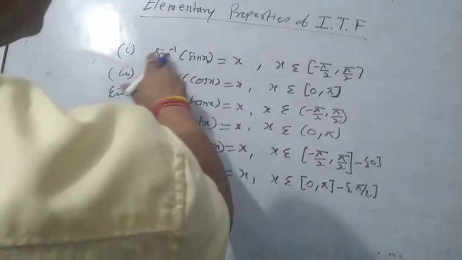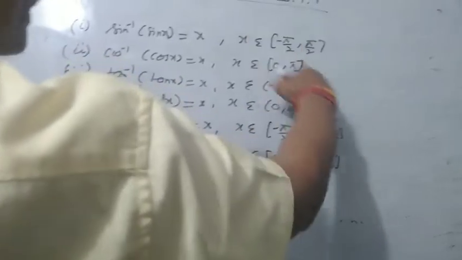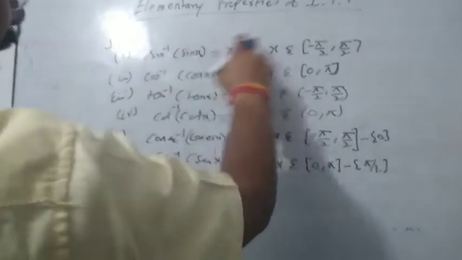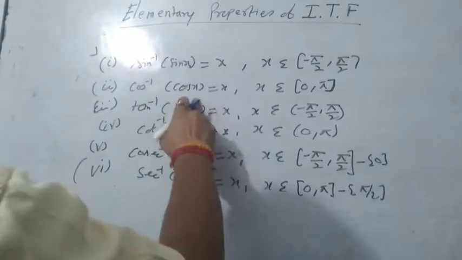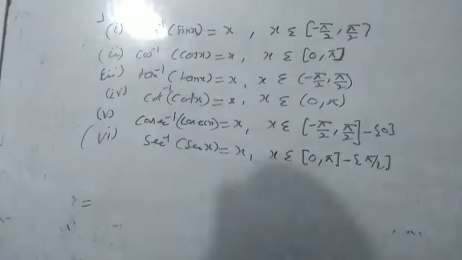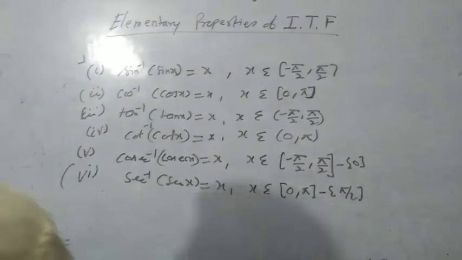If sine inverse sin x is equal to x, then this is the principal branch, minus pi by 2 to pi by 2. Always sine inverse sin x lies in the principal branch, and cos inverse cos x lies in the principal branch. Similarly, tan inverse, cot inverse, cosec inverse, and sec inverse also lie in the principal branch.